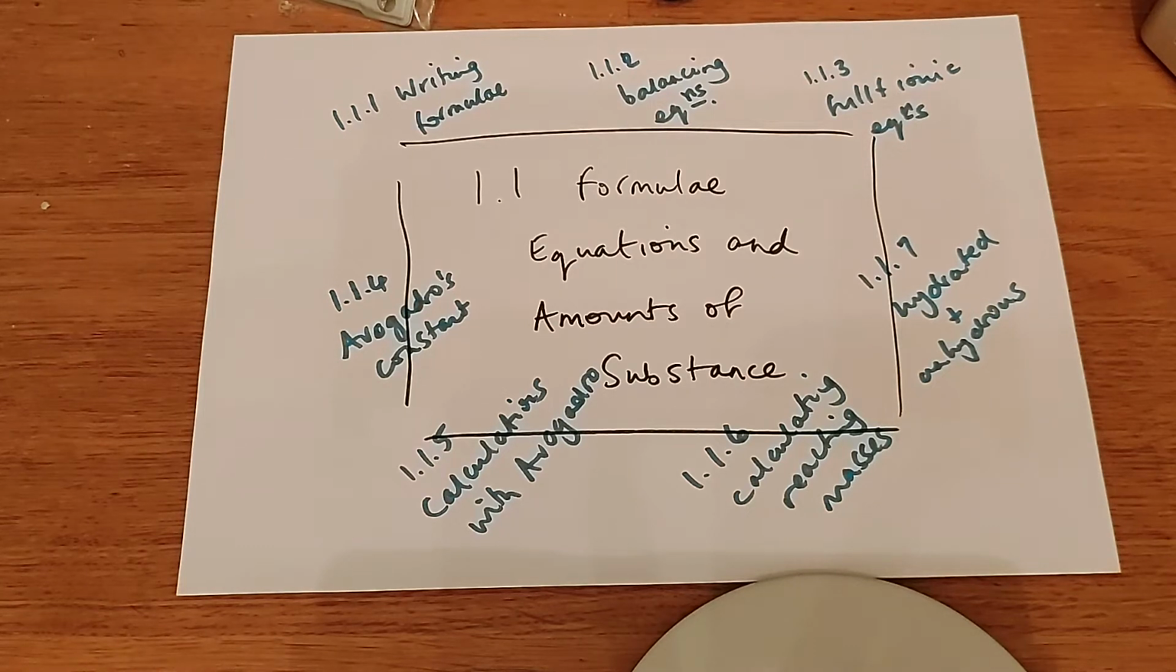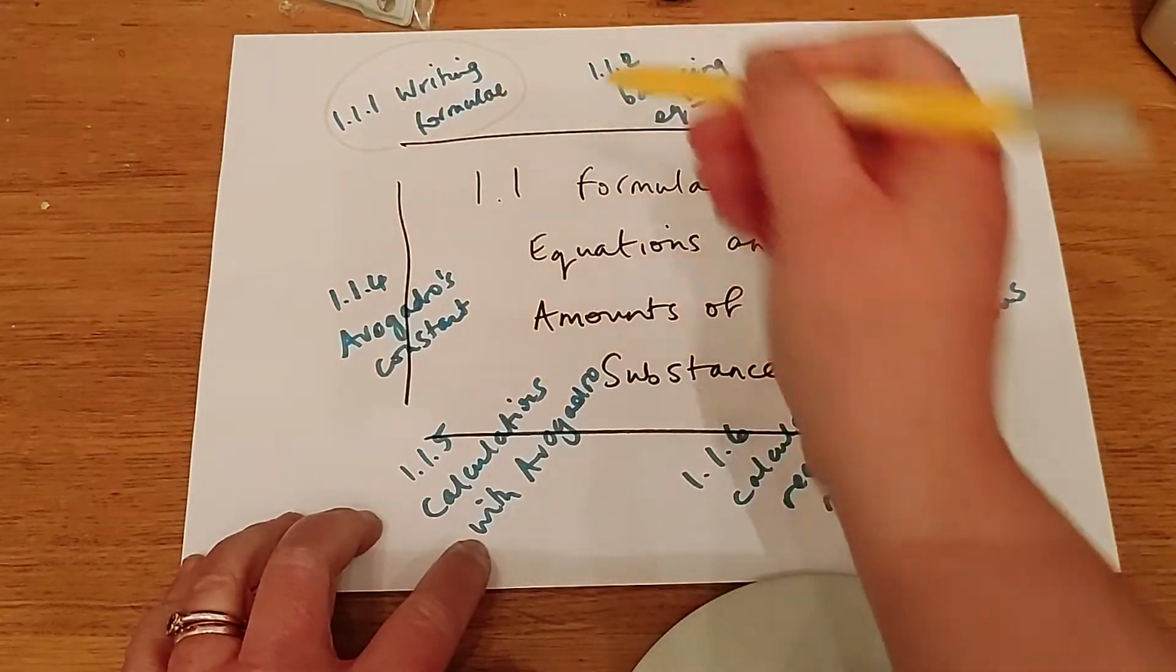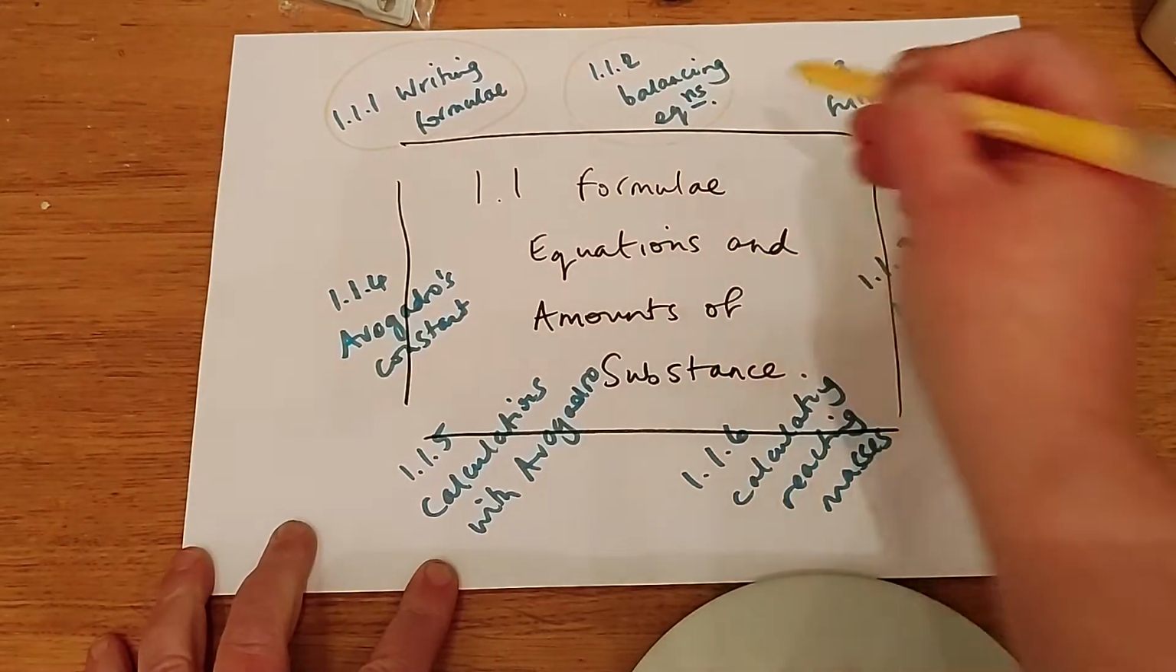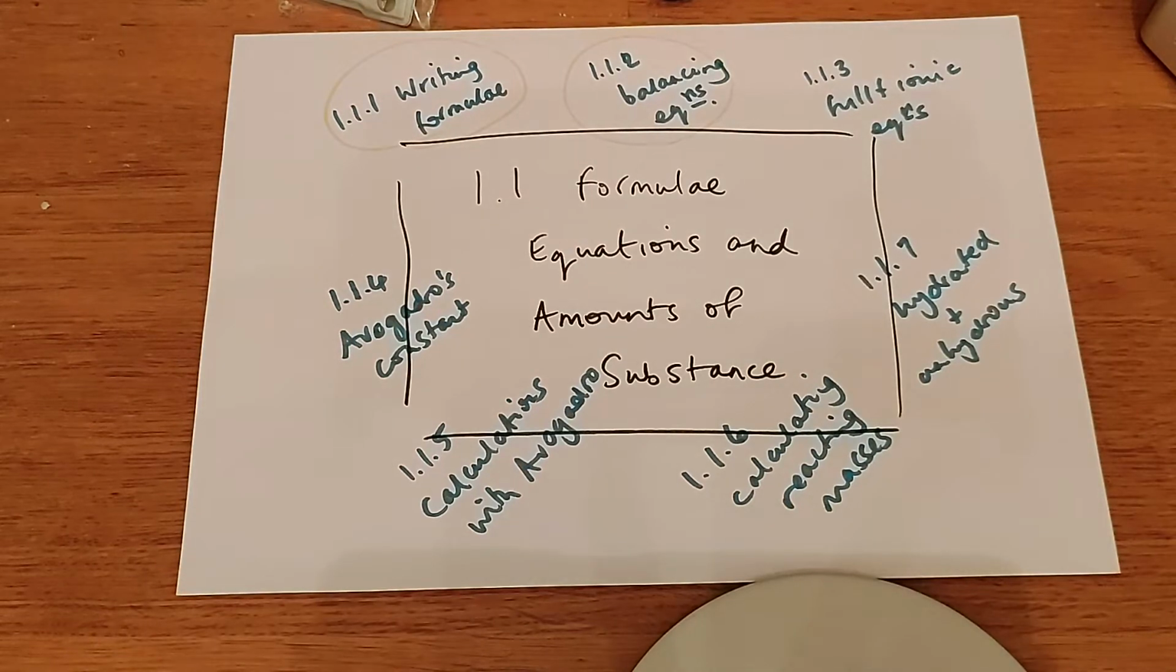This is 1.1, formula, equations and amounts of substance. There are 7 different parts to this topic. The first one is writing formulae, being able to write the formula of an ionic compound by predicting the ionic charge from the position of an element in the periodic table and by recalling molecular ions and their formulae. The second one is writing and balancing equations for unfamiliar reactions given appropriate information.